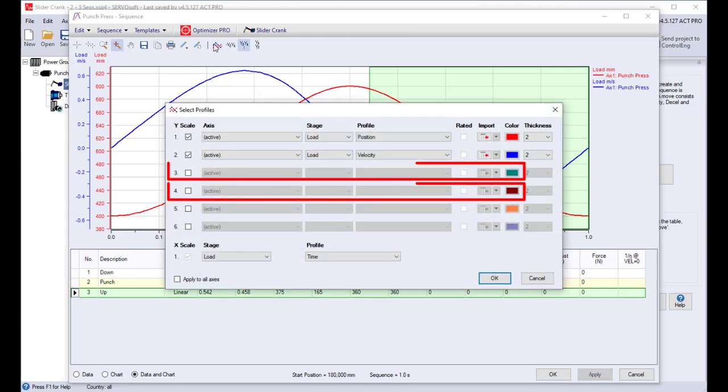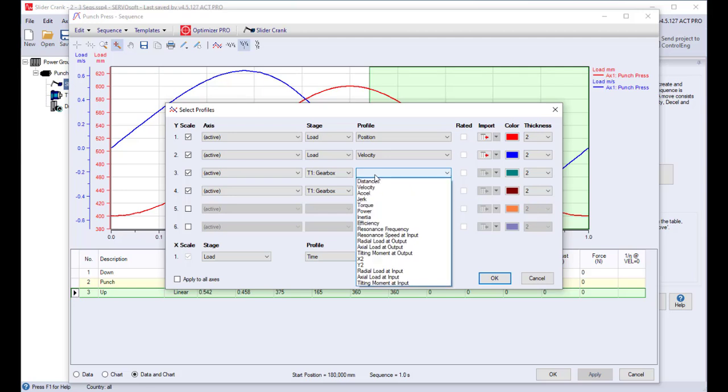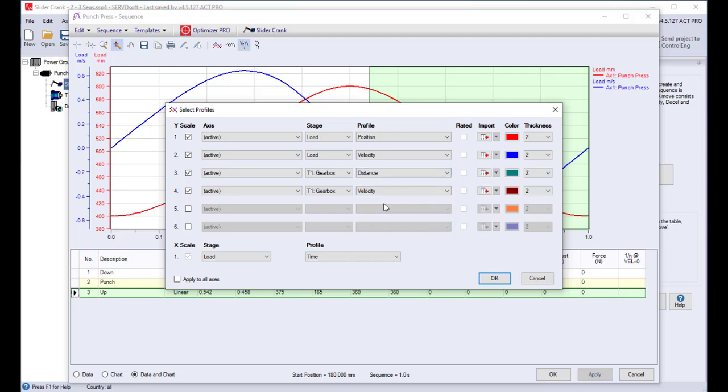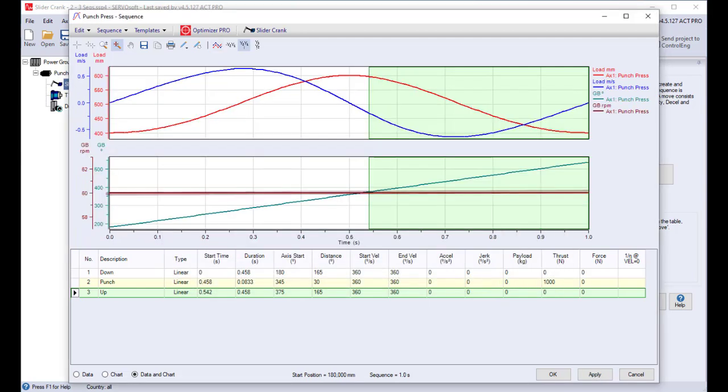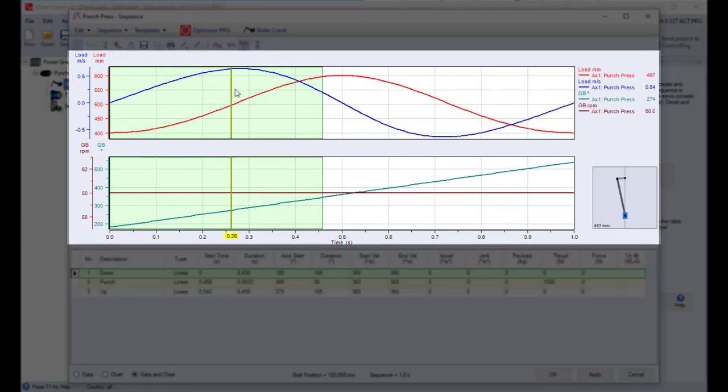And then enable profiles 3 and 4 and select the gearbox stage, since the gearbox output is at the crank input. I will select distance for profile 3, which is the crank angle distance, and profile 4 is the crank velocity. Now we see a constant rotary velocity of 360 degrees per second at the crank, and the gearbox output angle, which is also the crank angle, ranges from 180 degrees to 540 degrees over the 1 second cycle. Recall that the 180 degrees start angle was defined earlier in the mechanism data. To visualize what is going on, I will click the chart crosshairs, and the crank mechanism will be displayed to help visualize its orientation.